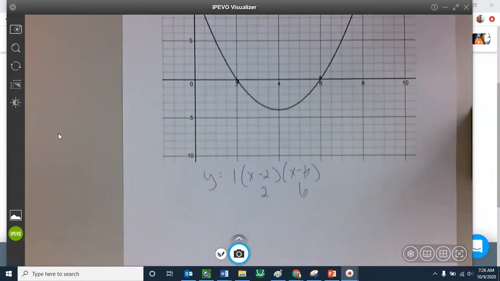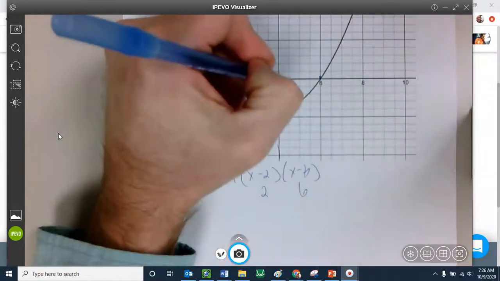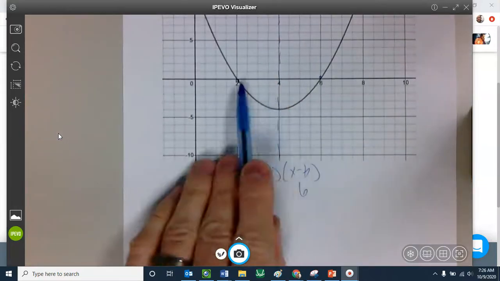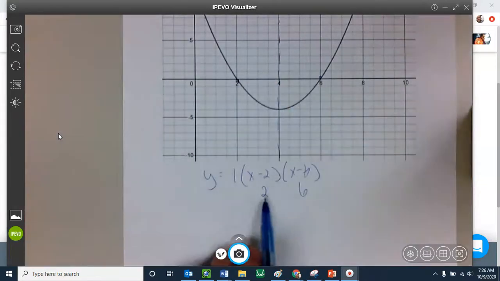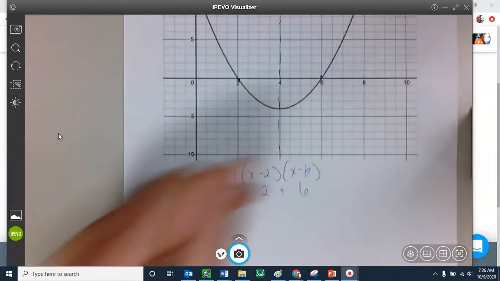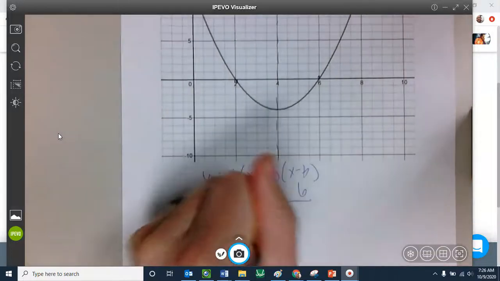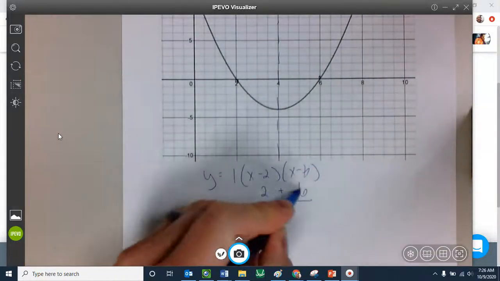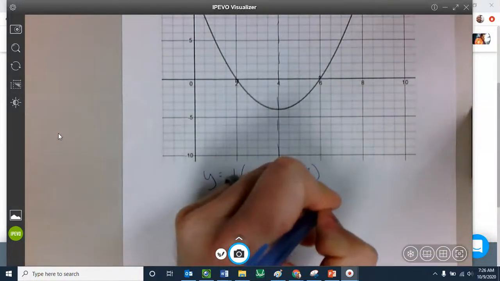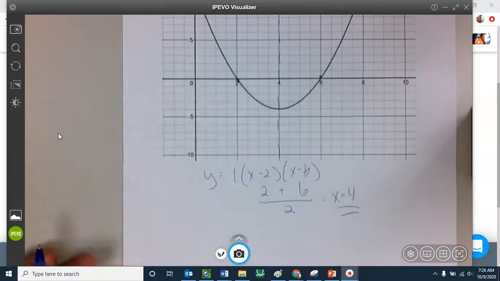The second thing we found was that axis of symmetry. That line that goes right down the middle, it's always halfway between these two things. So to do that, I'm just going to find the halfway point. I'm going to add them, and then I'm going to divide by 2. 6 plus 2, 8, divided by 2, x equals 4. That's what we did, okay?